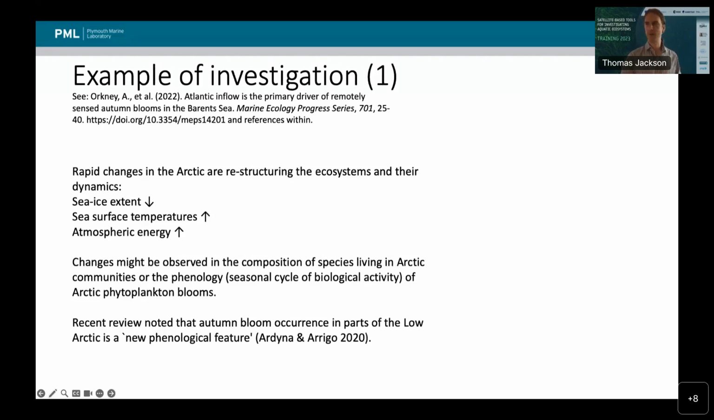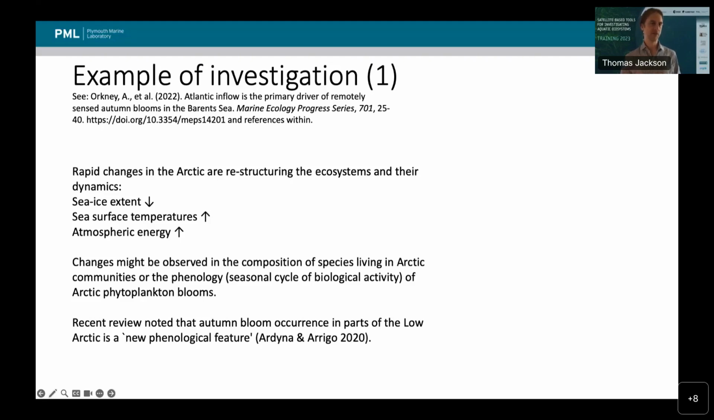It was a published paper from Andrew Orkney, and the premise of that paper was that there's ongoing rapid change in the Arctic. We know sea ice extent is falling. We know sea surface temperatures are increasing, and we know the amount of energy in the atmosphere is increasing as well. Potentially it's becoming more stormy or turbulent. So we might expect that with those changes, we would expect to see changes in either the composition or the phenology of the phytoplankton.